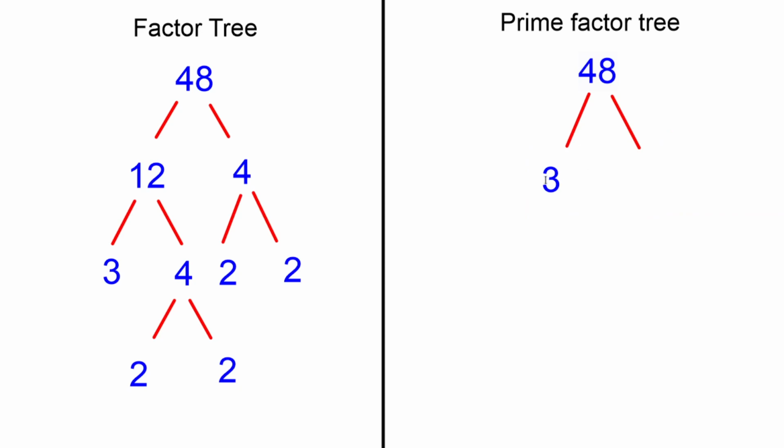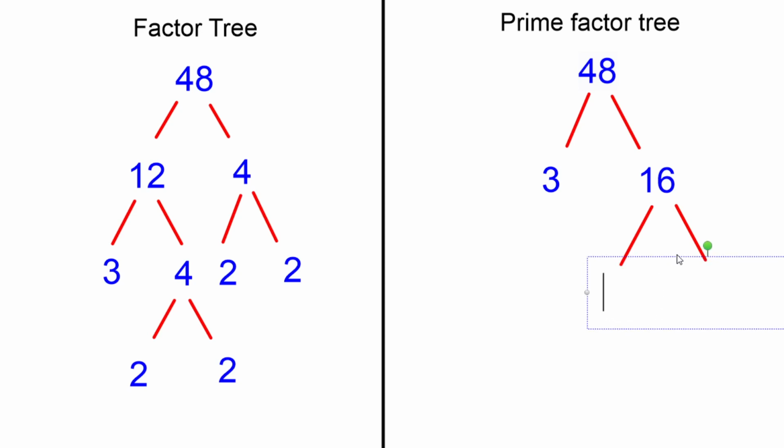And the other number, 3 times what makes 48, or 48 divided by 3. My answer is 16. Now, because the 3 is a prime number, I leave that. That's done on that side. All I'm focusing on is this side now, the 16. So from that 16, which isn't a prime number, I keep branching down.